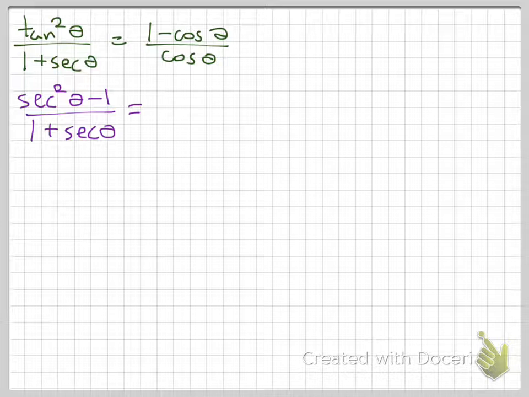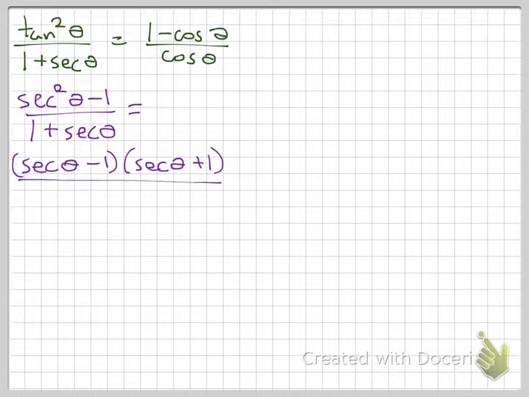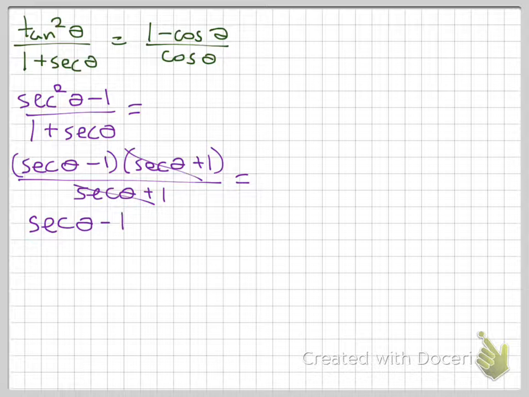Now what I can do here is take that numerator where I have secant squared theta minus 1, and that is like a difference of two squares, and that becomes secant theta minus 1 times secant theta plus 1, over, let's switch it and call it secant theta plus 1. Now this simplifies to leave me with secant theta minus 1. And now I'm looking at it, I may be stuck.